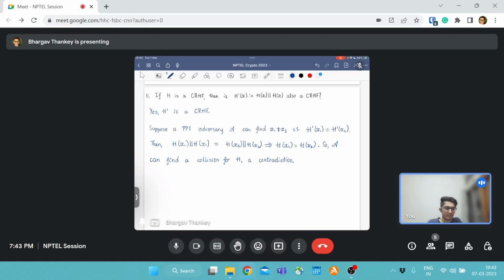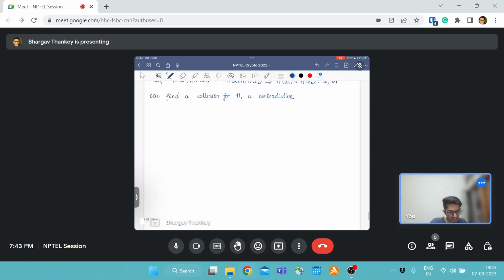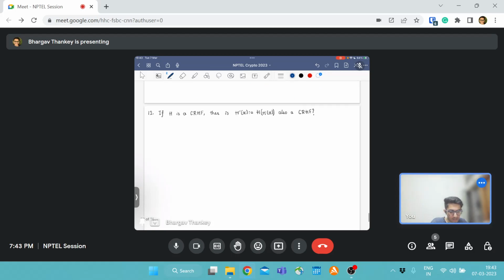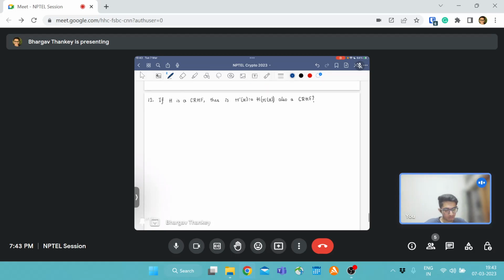Okay, so if this is fine, let's move on to the next problem. It is similar. The next problem is the following. If h is a collision resistant hash function, then is h prime defined as h of x also a collision resistant hash function? This is similar to the previous question. So would you like to guess whether it is or is it not a CRHF?